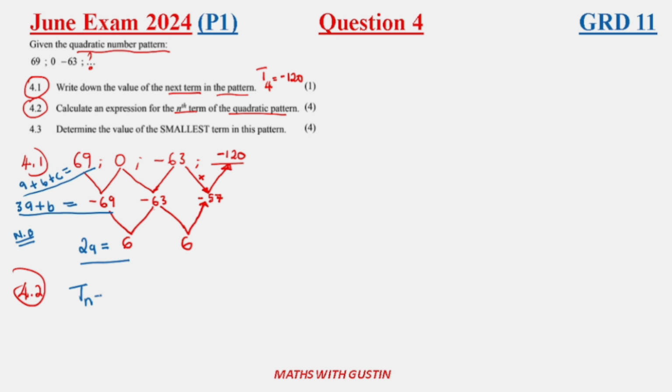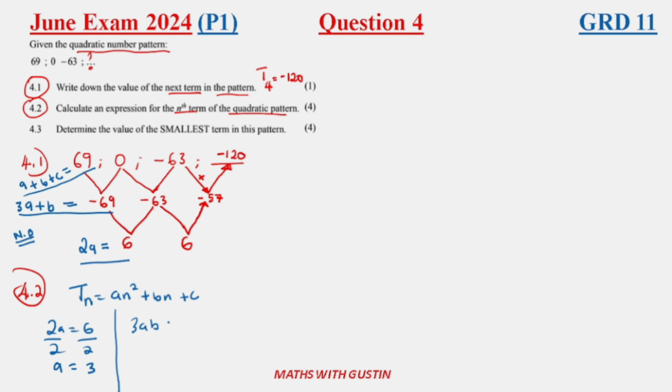So we know that Tn for a quadratic is going to be given by an squared plus bn plus c. Let's go ahead and look for a. 2a is equal to 6. So we're going to divide by 2 both sides, and then a is equal to 3. Great stuff. Now let's go ahead and look for b.